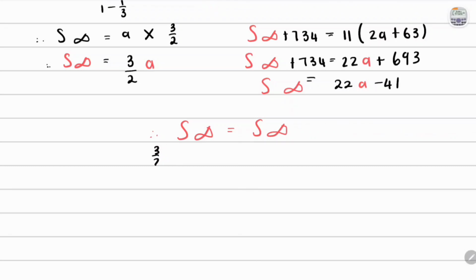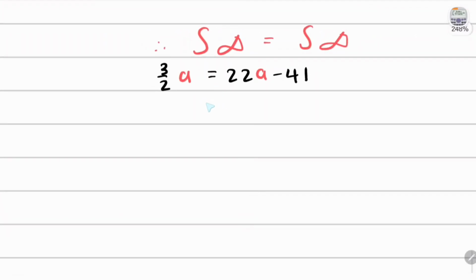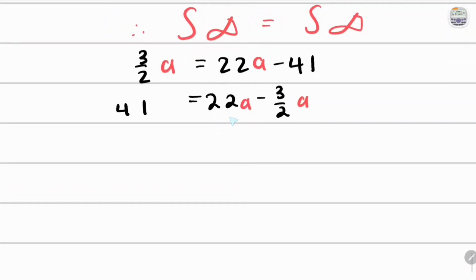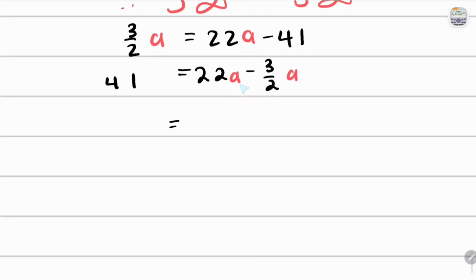So 3 over 2a is equal to 22a minus 41. And then we can just solve for a. So this is 22a minus 3 over 2a is equal to, and we can take that over, that's going to be positive 41. Okay, and now we can subtract. So 22a minus, this has a denominator of 2. So you can make a denominator of 2 by multiplying top and bottom by 2. So that's 44 over 2. If you say 44 minus 3, you get 41. So that's 41 over 2a is equal to 41.